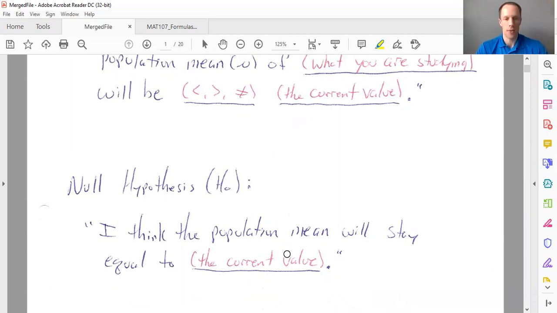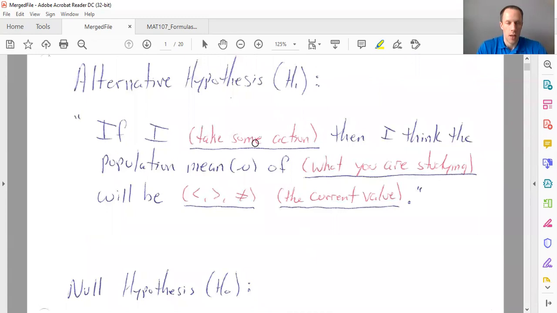The null hypothesis will always say that the population mean is equal to the current value even after the action is taken, whereas the alternative suggests that the population mean is changing in some kind of way, either going down, going up, or if you're not sure, you might just say not equal to the current value, which means it could change either way. Okay, so we're going to learn how to put these hypotheses to the test.